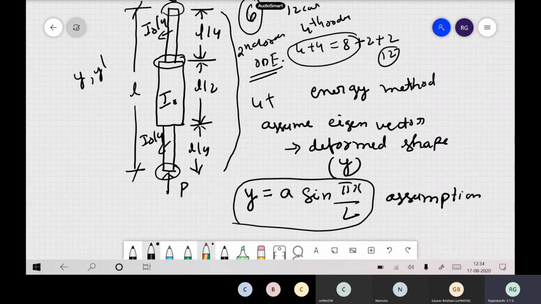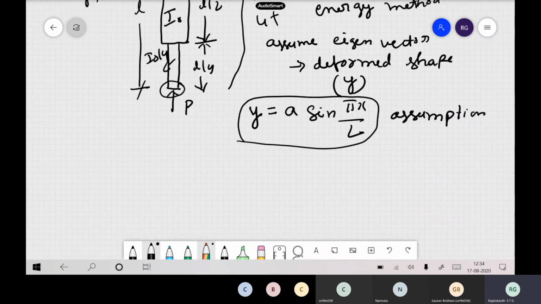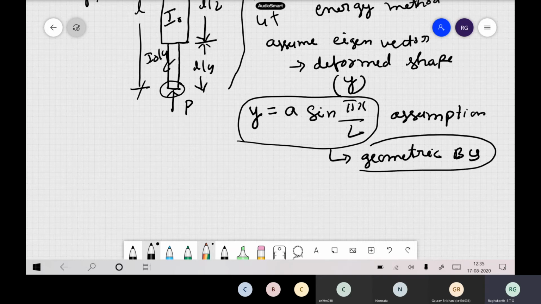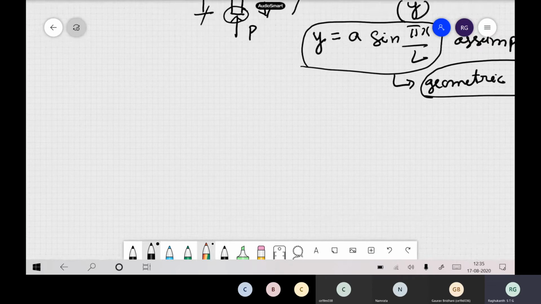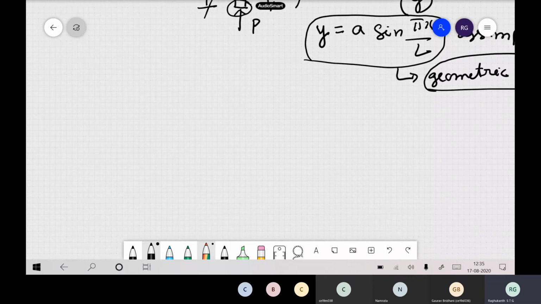Everything buckles towards one side, but when you are assuming any deformed shape, it has to satisfy the geometric boundary conditions. This you have to ensure. Simply supported means deflection is 0 and bending moment is 0, so this has to be enforced. This is a requirement. Based on the geometric and boundary conditions, you assume your deformed shape. Now we write the expression for strain energy.